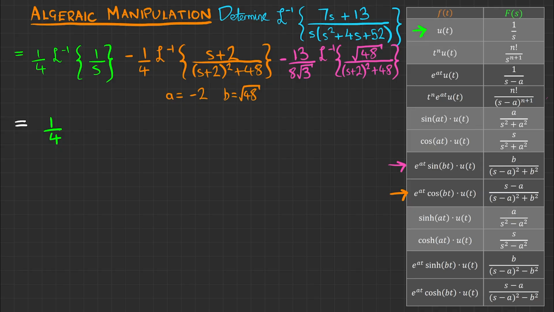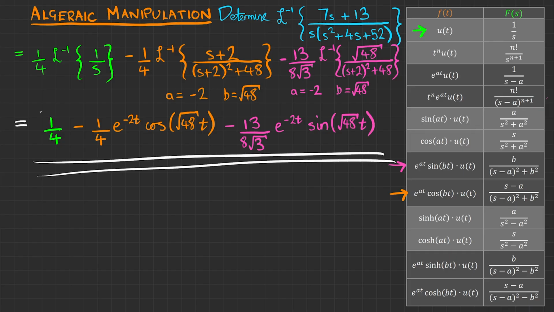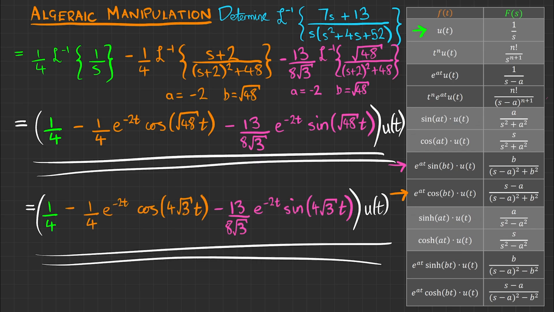Determining the inverse Laplace expressions now, the green part is very nice as that gives us 1/4, minus the orange part 1/4 multiplied by e to the minus 2t multiplied by cos of root 48t, minus the pink part, 13 over 8 root 3, multiplied by e to the minus 2t multiplied by sine of root 48t, all multiplied by the unit step function. Now you could have kept root 48 in the simplified form root 3, in which case it would look like this. Either way, you have your answer.